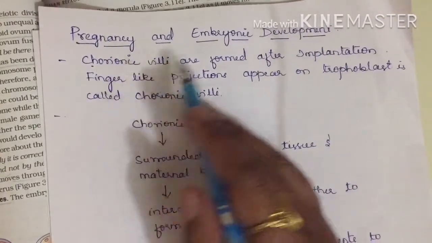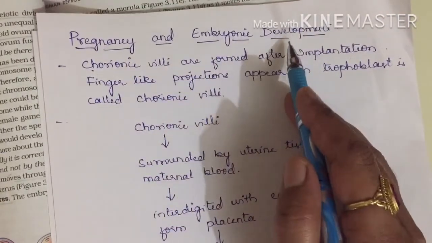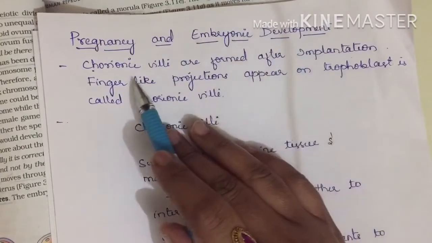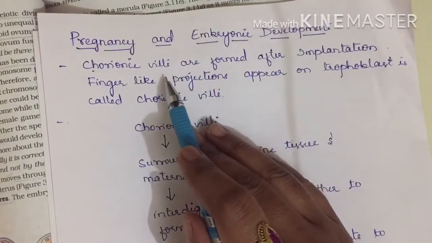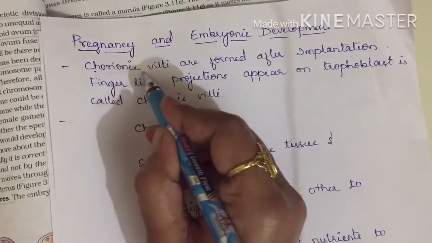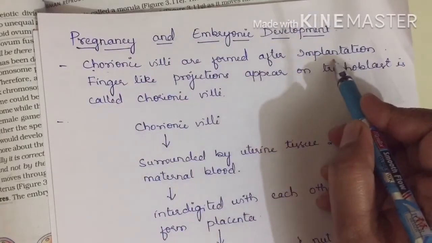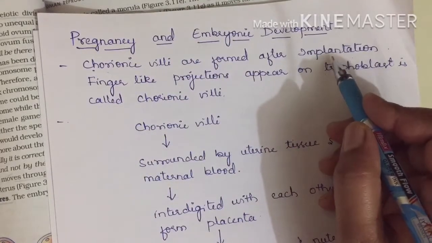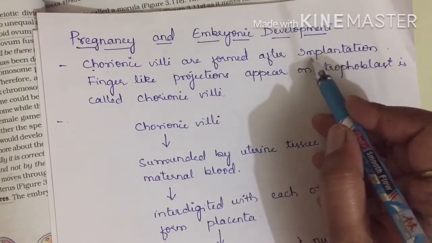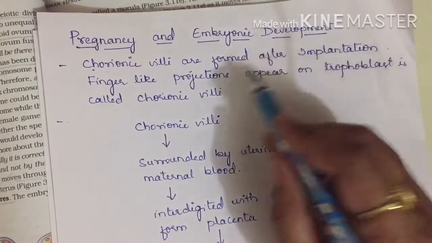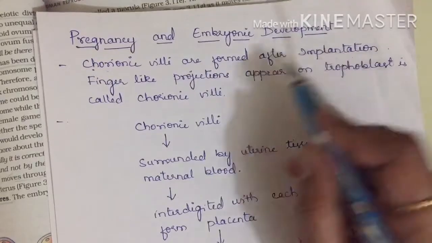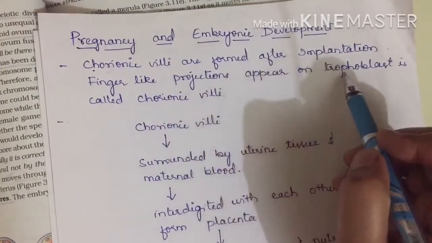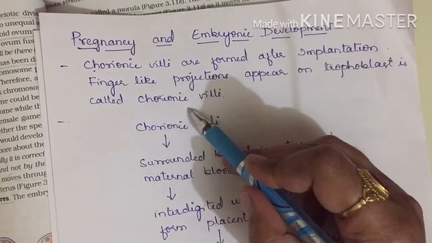Pregnancy and embryonic development. There are chorionic villi, which are formed after implantation. Implantation, we said, is when the blastocyst gets embedded in the uterine wall. Chorionic villi are formed after implantation. Finger-like projections that appear on the trophoblast are called chorionic villi.